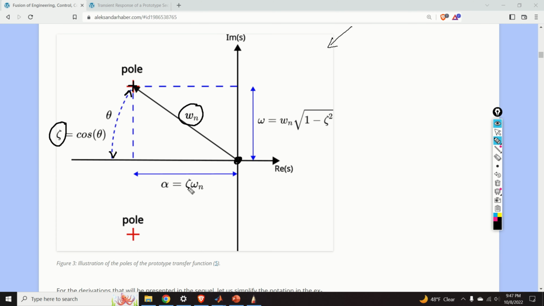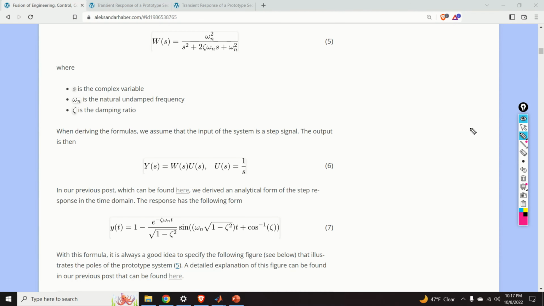Then, if we multiply zeta and omega n, we get the real part of our pole. And if we multiply omega n by the square root of 1 minus zeta squared, we get the imaginary part of our pole, and this imaginary part is called the damped frequency. When deriving the formulas, we assume that the input of the system is a step signal. So let us illustrate this situation graphically.